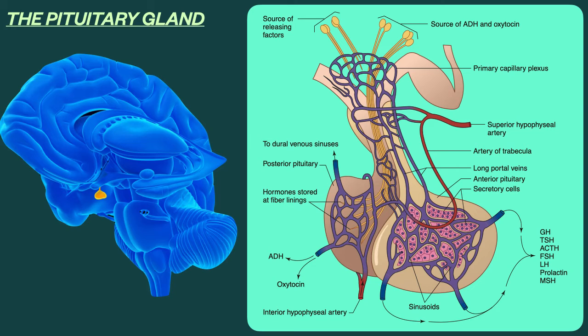There are also thyrotrophs, which are cells that secrete thyroid stimulating hormone or TSH that stimulates the thyroid gland to secrete T3 and T4. And finally, there are gonadotrophs, which secrete two gonadotropic hormones, which are luteinizing hormone or LH and follicle stimulating hormone or FSH, both of which go on to stimulate the ovaries and the testes.